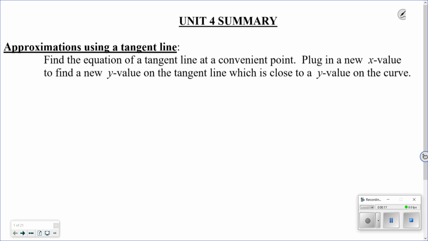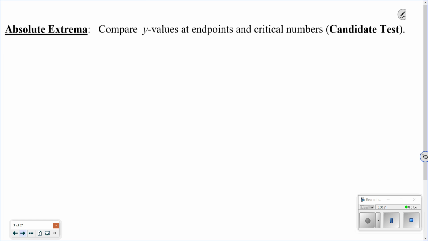So the very first thing we went through is approximating using tangent lines. If you remember, we find the tangent line at a convenient point. The convenient point is usually one with whole numbers, an easy one to plug in. So we find the tangent line, and then we plug in the x value that we're trying to approximate into the tangent line, and it'll give us an approximate of the y value on the curve itself. So a quick example of that. Number 1 and 2 are both good examples of using the tangent line to approximate a value.